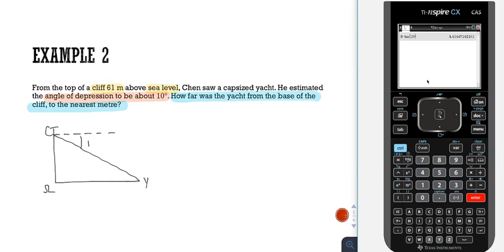I'm going to put a dotted line. The dotted line is always handy. I can use that as, I suppose, a fake horizontal line. So the horizontal line, the real one, is down on the sea level. This is just for our calculations. So it's just a dotted line. And then that's 10 degrees. And I also know that the cliff is 61 meters.